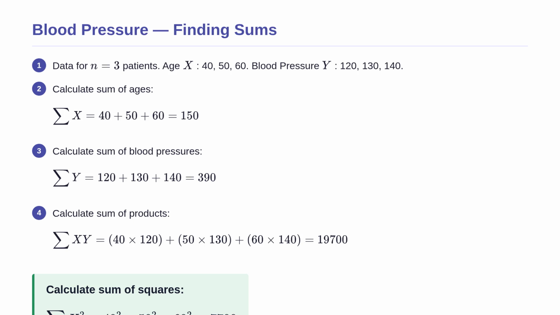Before we move on to abstract concepts, let us see this with a concrete medical example. Suppose we want to predict a patient's blood pressure based on their age. We have data from 3 patients.